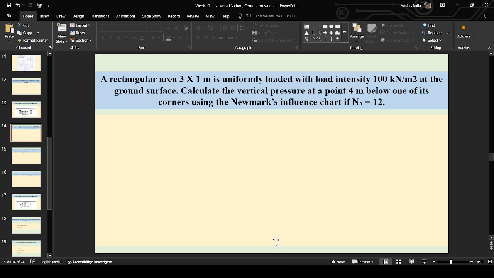Next question. Again a numerical. A rectangular area 3 by 1 meter is uniformly loaded with load intensity 100 kilonewton per meter square at the ground surface. Calculate the vertical pressure at a point 4 meter below one of its corners using the Newmark's influence chart if Na equals 12. What is Na? Number of units under the loaded area. So generally conversion needs to be done because the depth is not equal to 5, it is equal to 4, but here the value of Na has been already given.